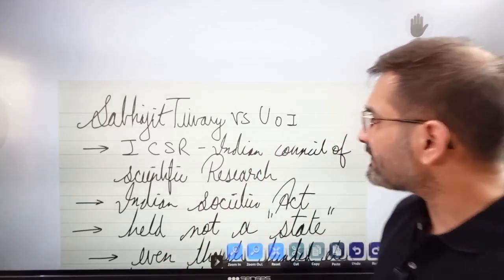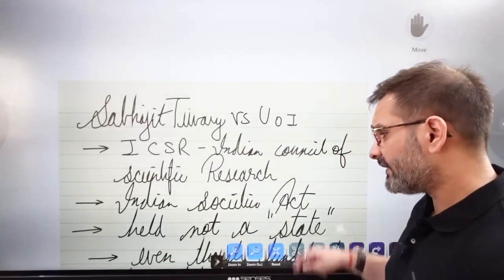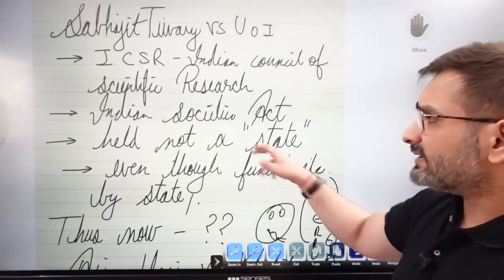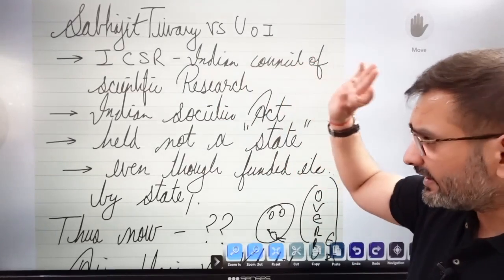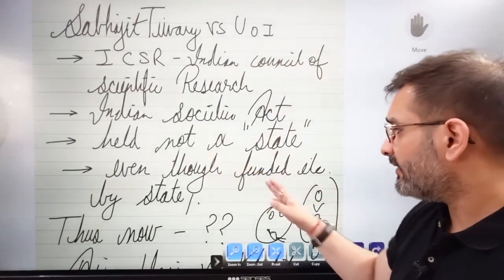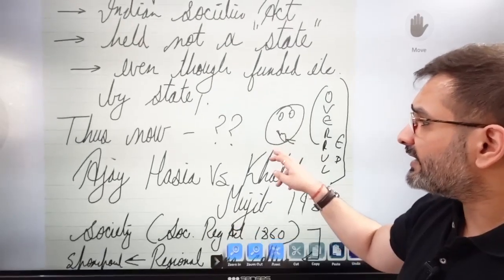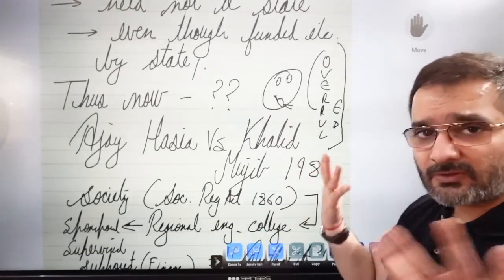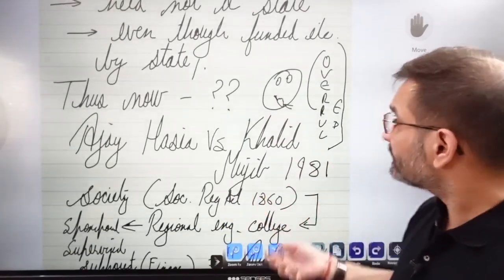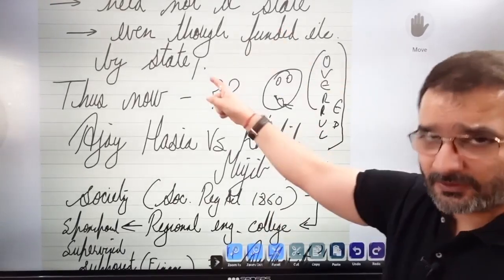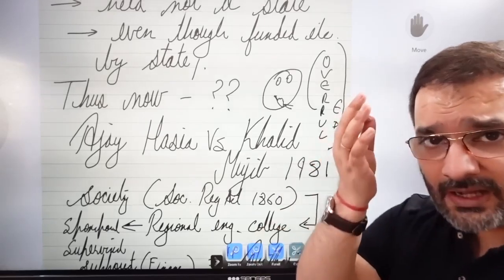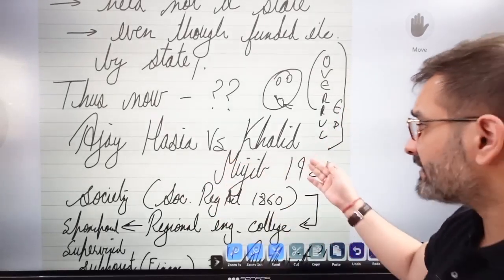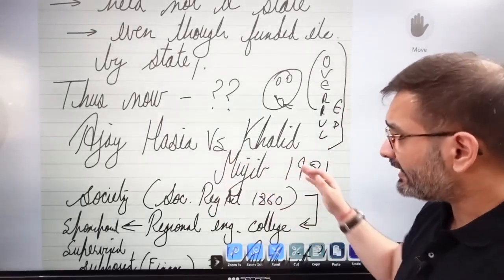Now, Sabajit Tiwari versus Union of India, Indian Council of Scientific Research. It was registered under the Indian Societies Act. Even though the state was fully governing it, etc., it had full contribution. It was held not to be a state, even though it was funded by state. So the Supreme Court just took a completely different approach, but this decision was overruled later. Now we come to the cardinal case law of Ajay Hasia versus Khalid Mujib 1981.